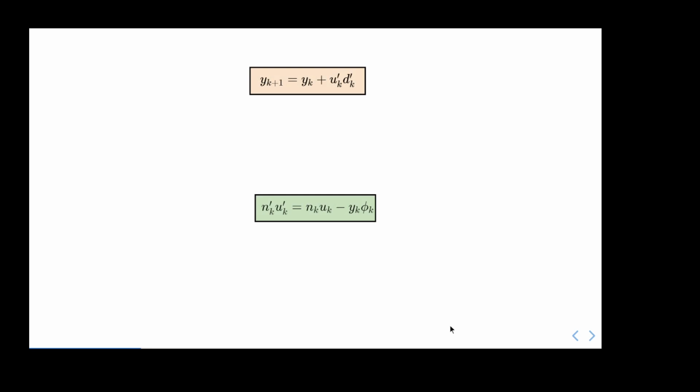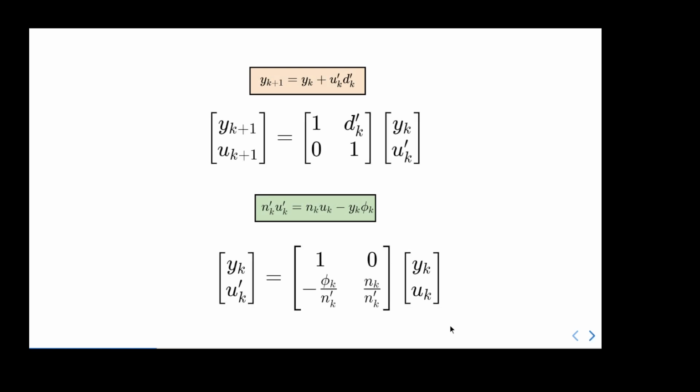So we have these two equations, and we are simply writing them in terms of matrix notation. So yk plus 1 is equal to yk plus the exiting angle times the distance, d dash k, that's all. And uk plus 1 is simply equal to u dash k, which is the exiting angle. Similarly, I have written it for the refraction here. You could just do simple multiplication and verify what I have written here. It's very straightforward.